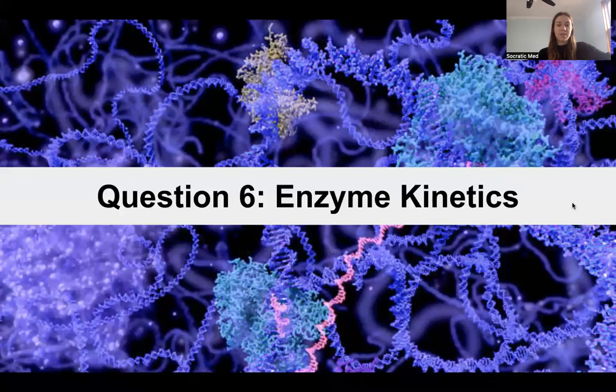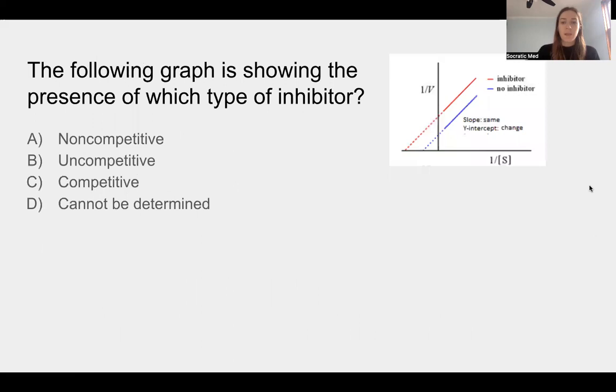All right, question 6, we're going to talk about enzyme kinetics. The following graph is showing the presence of which type of inhibitor? Since we just went over inhibitors, try to use that to figure this out. I know this is not the most straightforward graph, but if you're familiar with these at all, then you should be able to figure this one out. So yeah, take a minute, pause the video, and answer this question.